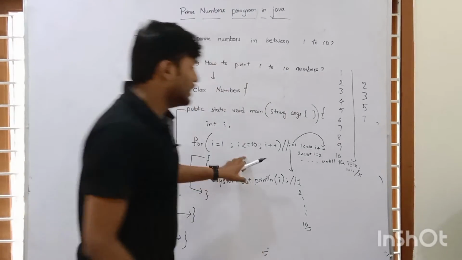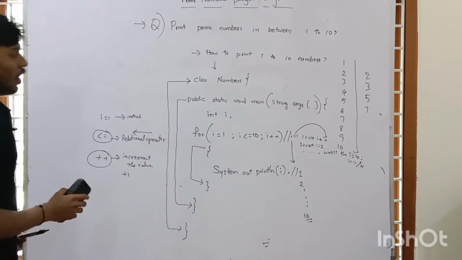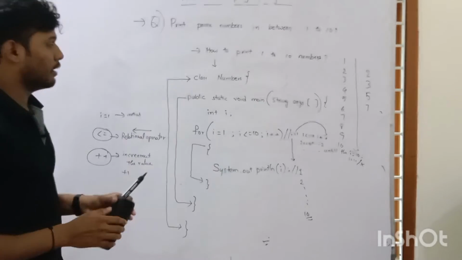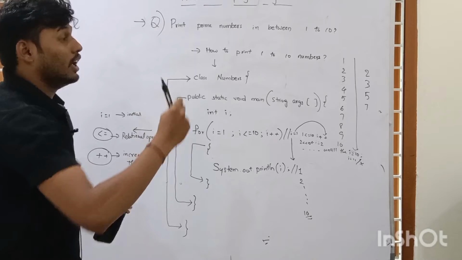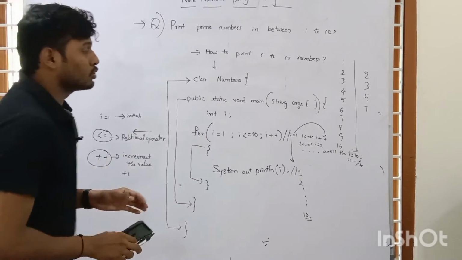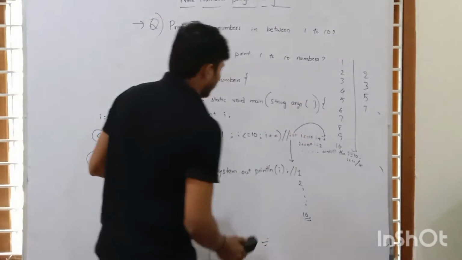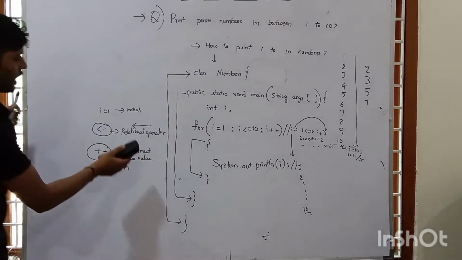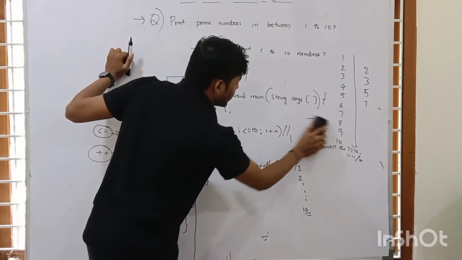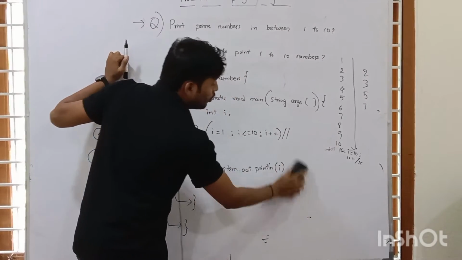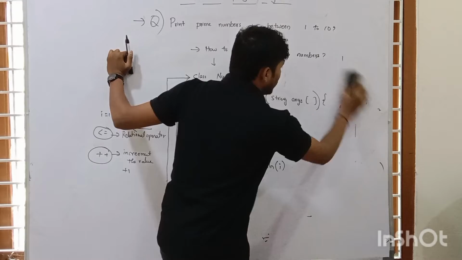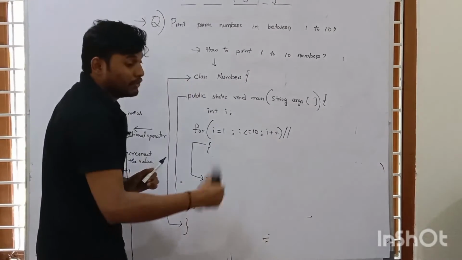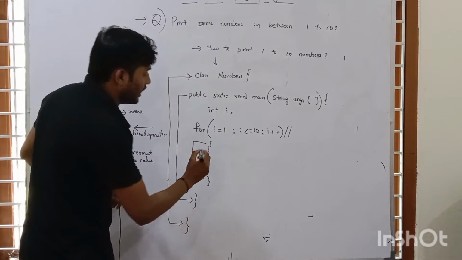Now, from these 10 numbers, we need to know how to print the even numbers. First we need to know what even numbers are, because we need to go through the divisibility rules. How do we go through the divisibility rules? In this same program, I am making some changes to know the divisibility rule. Here I am adding one condition before printing I.